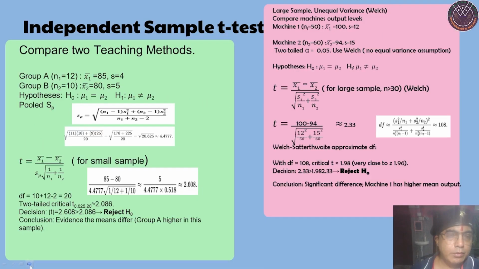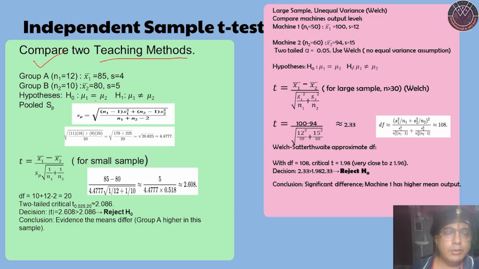Now let us take one more example. This one is also for a small sample, comparing two teaching methods. Suppose you are using two teaching methods in groups of students. For group A there are 12 students and you are using activity based methods, and the students' achievement is 85 and standard deviation is 4. For group B you are using, suppose, the playway method. The sample size is 10 and the achievement is 80, standard deviation is 5.